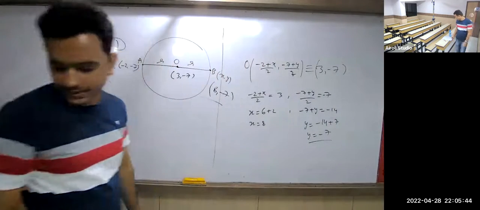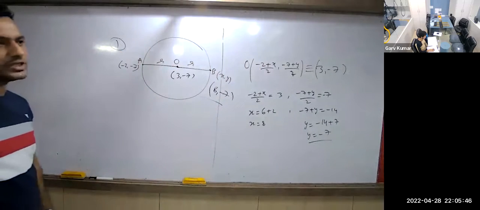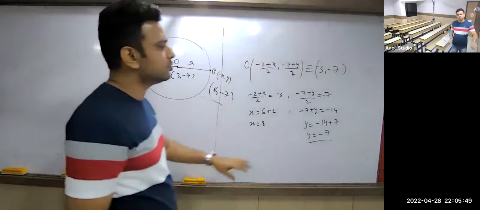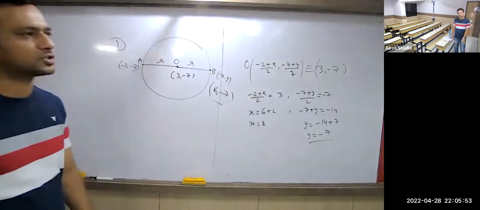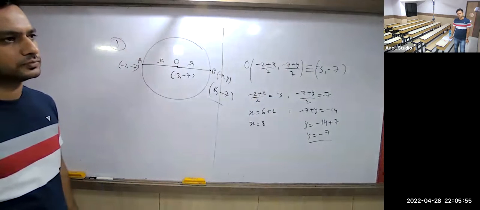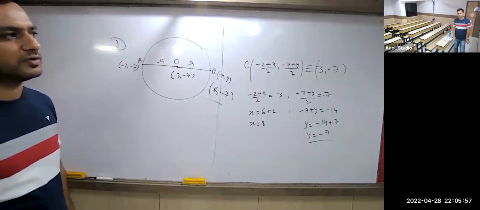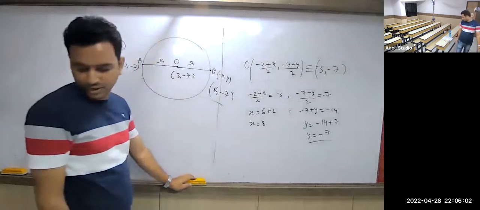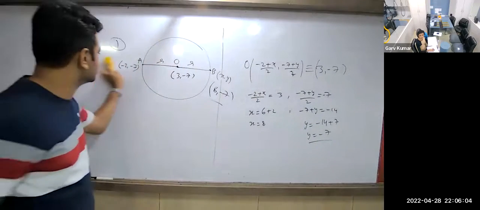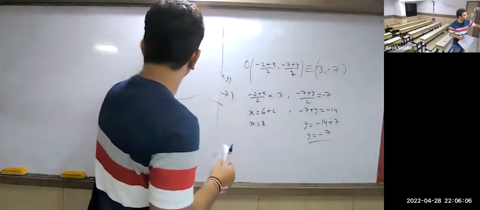Okay, clear? You check the options now. No need to get the y coordinate. You directly get it in only one option, where you will get the x coordinate. In that case, do smart work. No need to solve it fully. It will save your time. Got it? We'll do the second question.